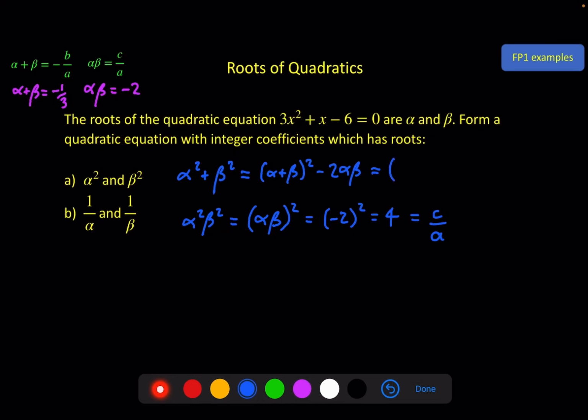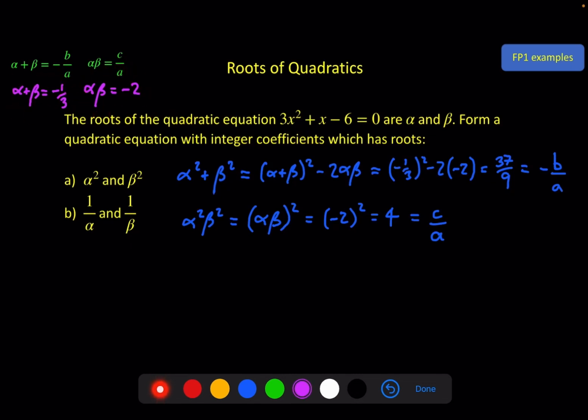We've got minus 1 over 3 here. We need to square that, minus 2 times the product of the old roots. And this will give us the sum of the new roots, 37 over 9. And that relates to the new equation as minus b over a. So these two statements are equivalent to these two statements, but with the new equation.